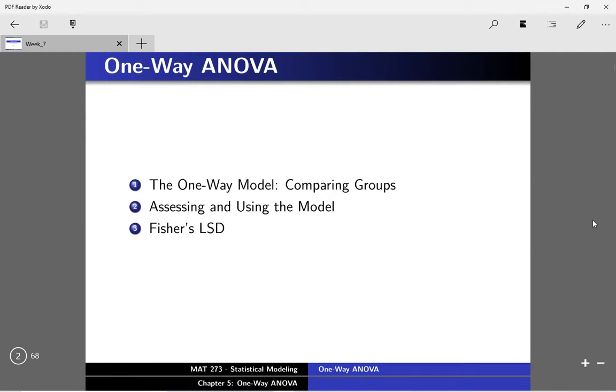So specifically for the week 7 slides, we're going to talk about the model itself, this one-way Anova model, which we use to compare mean response values across different groups. We're going to talk about how to assess the model assumptions, see if they're met, and how to use the model and interpret the results. And then lastly, although we won't get to it in this video, we're going to talk about use of Fisher's least significant difference, LSD.